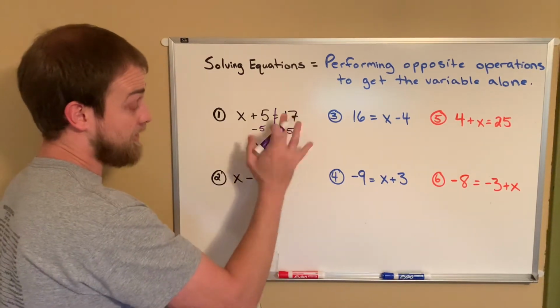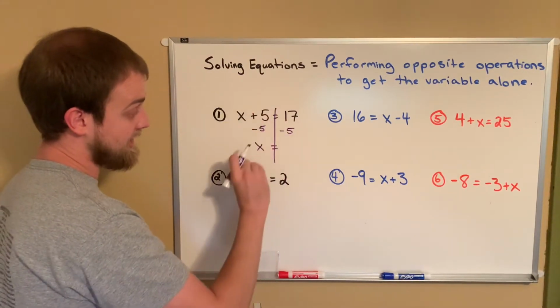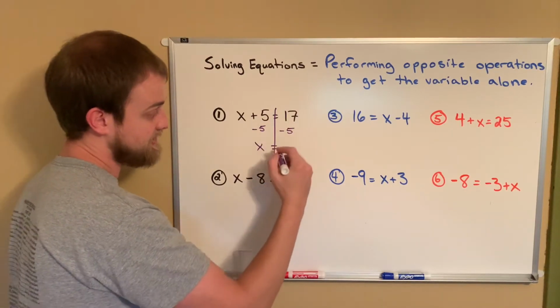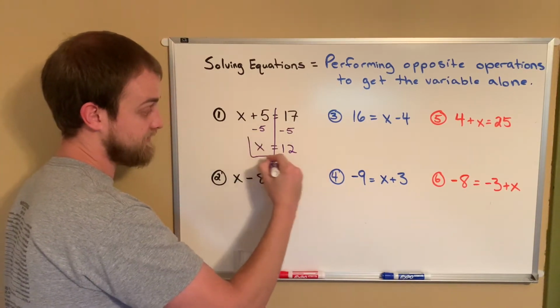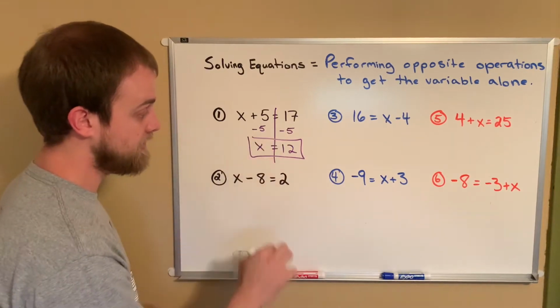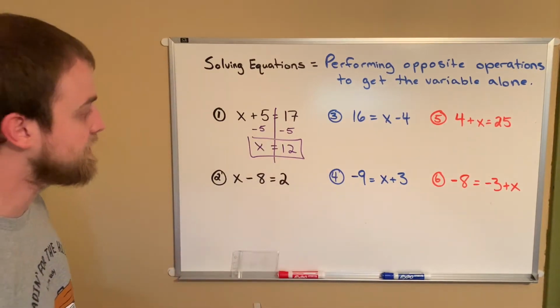Well, now I just have some math to do. This is handled on the left side. 17 minus 5 gives me 12. And that would be your final answer. Notice my variable is alone, and I have just a single value on the other side.